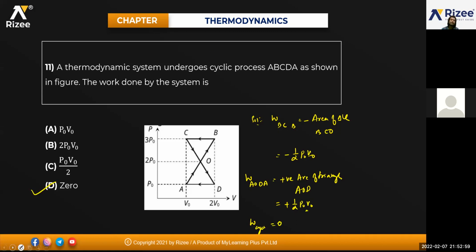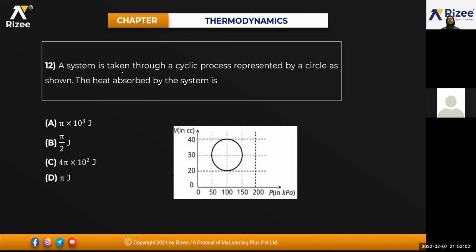Clear, beta? So next one. The system is taken through a cyclic process represented by a circle as shown. The heat absorbed by the system will be equal to, see in the cyclic process, if I'm writing delta Q, is nothing but what, beta, for me? Work done. That is nothing but the area inside the circle.